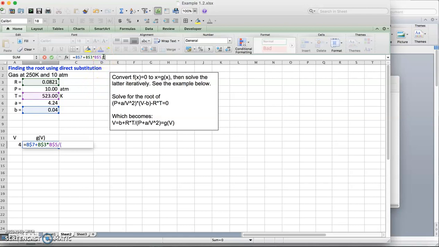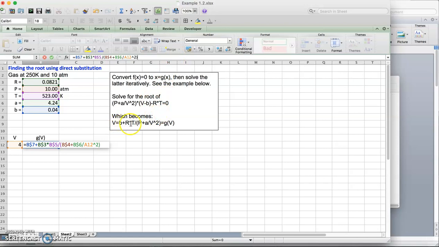Divide by, open the parentheses. P is another constant, we're not changing pressure, right? So pressure is fixed. I'm going to click on this cell, we have to freeze the numerical index, plus A, which is this constant, divided by V squared, so here's V. We're not going to freeze the numerical index because we're going to change v as we go down in this column, and the numerical index should also go up, so we do not freeze it. Alright, to the second power, close the parenthesis, and that's it.